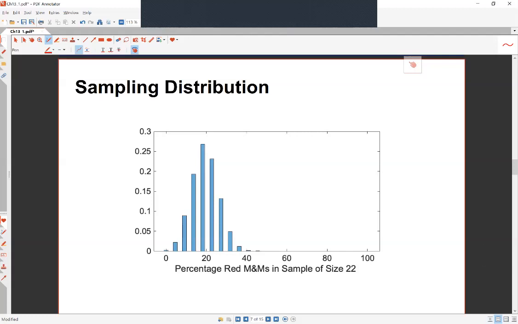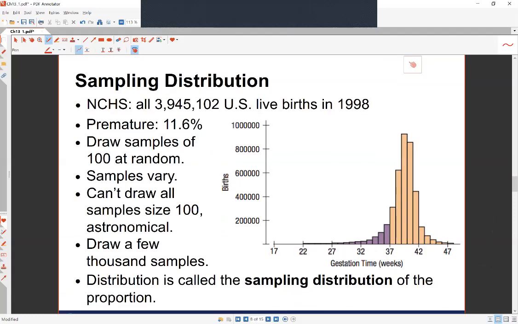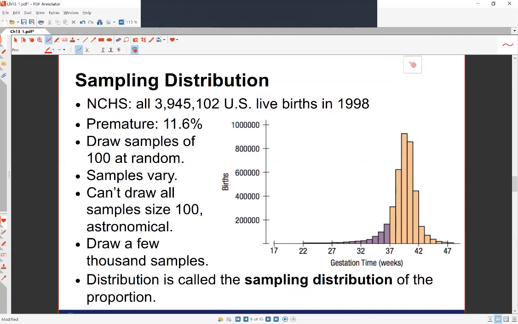So M&Ms are fun to talk about, but let's get into a real world example. The National Center for Health Statistics in the year 1998 managed to monitor every single live birth in the US. There were nearly 4 million live births, and what they found when tracking these is that 11.6% of those corresponded to premature births. Now, this may represent what they saw in 1998.